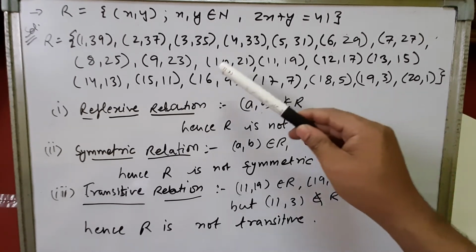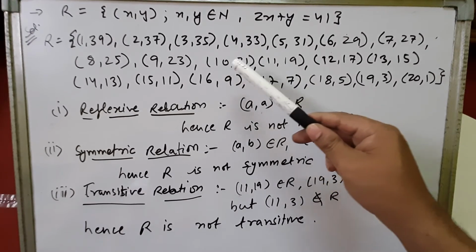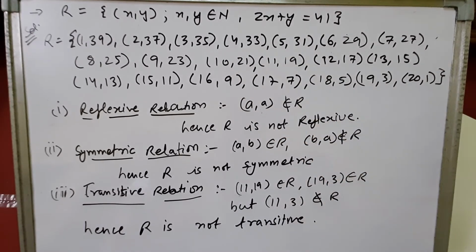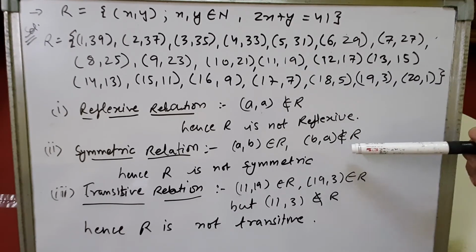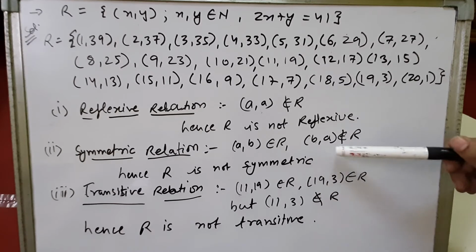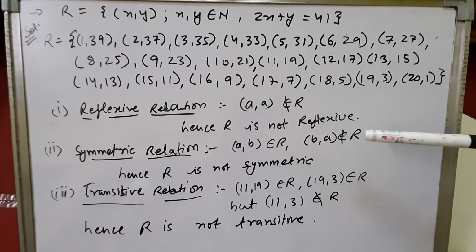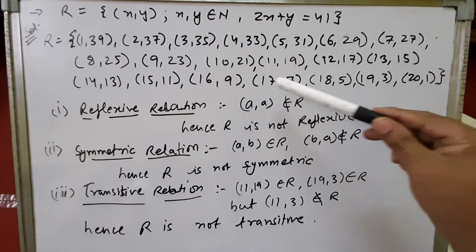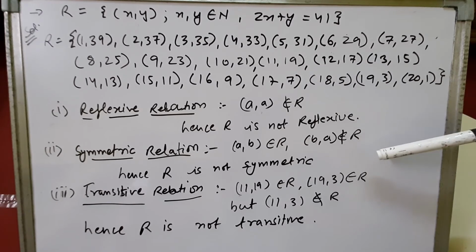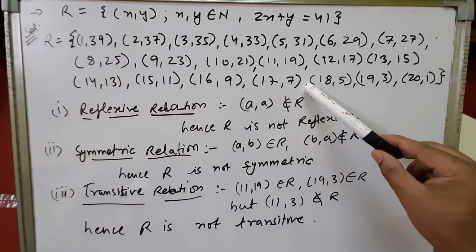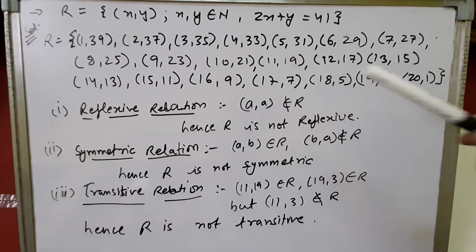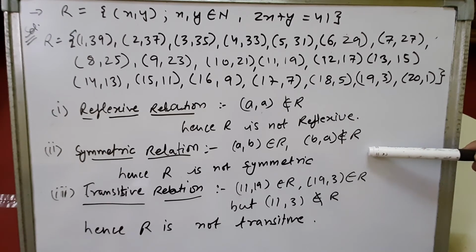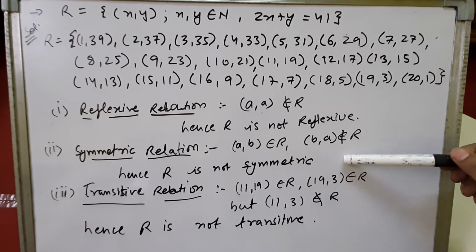Now let's see here. Suppose the value of x is 10, the value of y is 21. But if x is 21, the value of y is not a natural number. So we can say that (a, b) belongs to R, but (b, a) does not belong to R. That means if (17, 7) belongs to R, then (7, 17) should also belong to R to show that the relation is symmetric. But (7, 17) is not in the set. So (a, b) belongs to R, but (b, a) does not belong to R. So R is not symmetric.